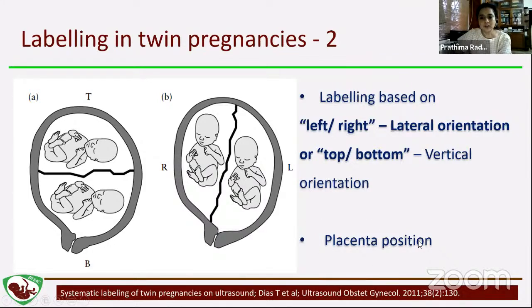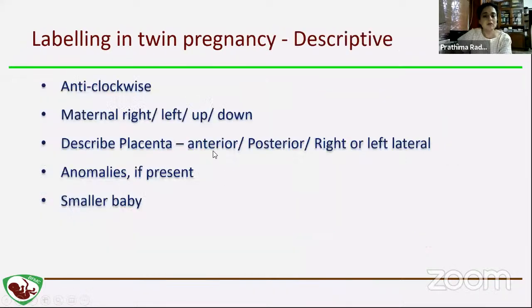And of course, look at the placental position as well, describing the left and right. Now, when we are labeling twins and more than twins, we always tend to go anti-clockwise. You go maternal right, maternal left, up and down. Describe the placenta in that sac, whether it could be anterior, posterior, right or left lateral. If there is an anomaly, we say that anomaly in fetus twin 1. And of course, if there is a smaller baby, you say smaller twin 1.